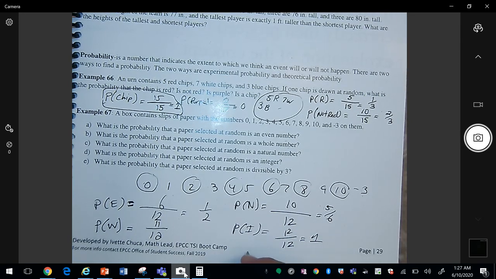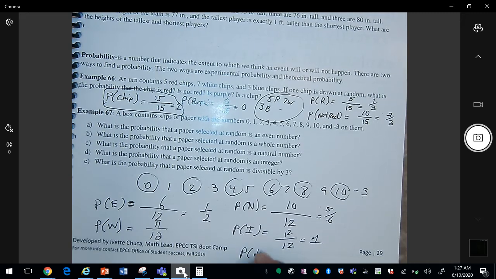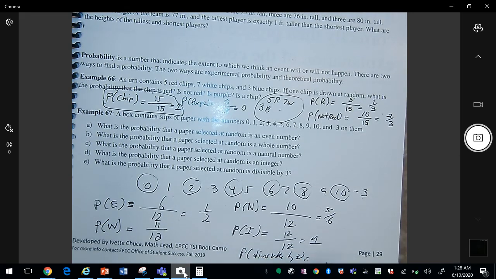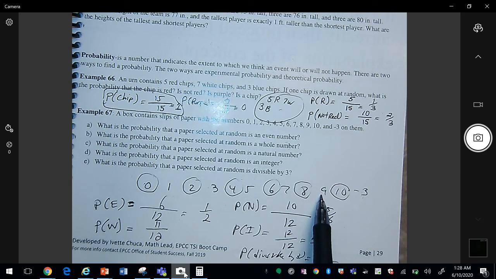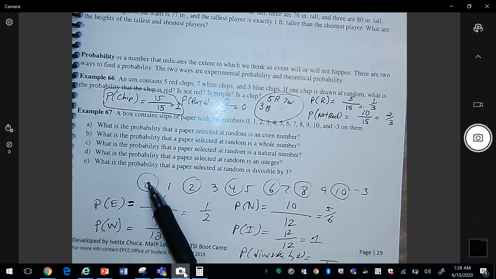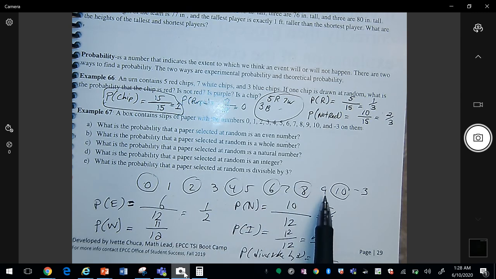And then the last one, divisible by 3. So we have 12 numbers. So -3 is divisible by 3 because I won't get a remainder. 9 is divisible by 3. 6 is divisible by 3. 3 is divisible by 3, and 0 is divisible by 3. So we have 1, 2, 3, 4, 5.